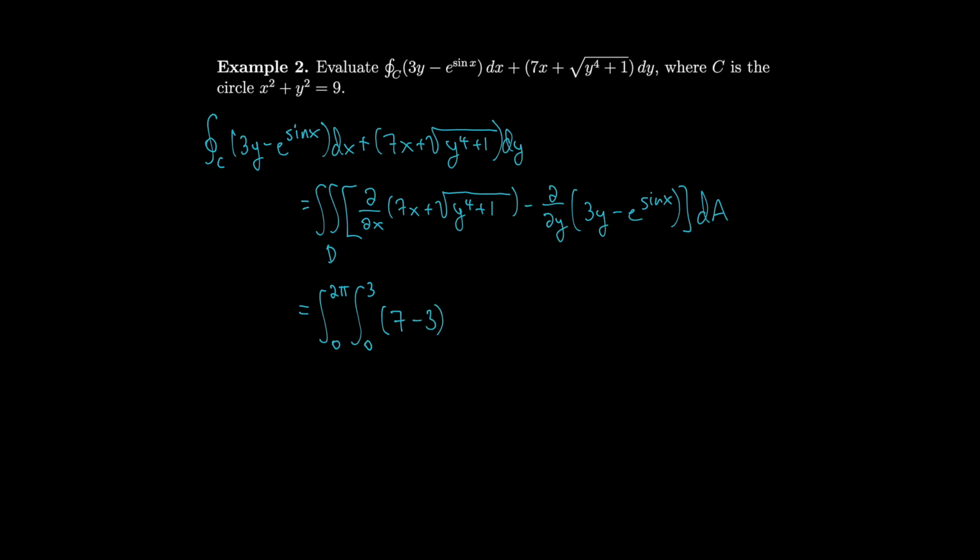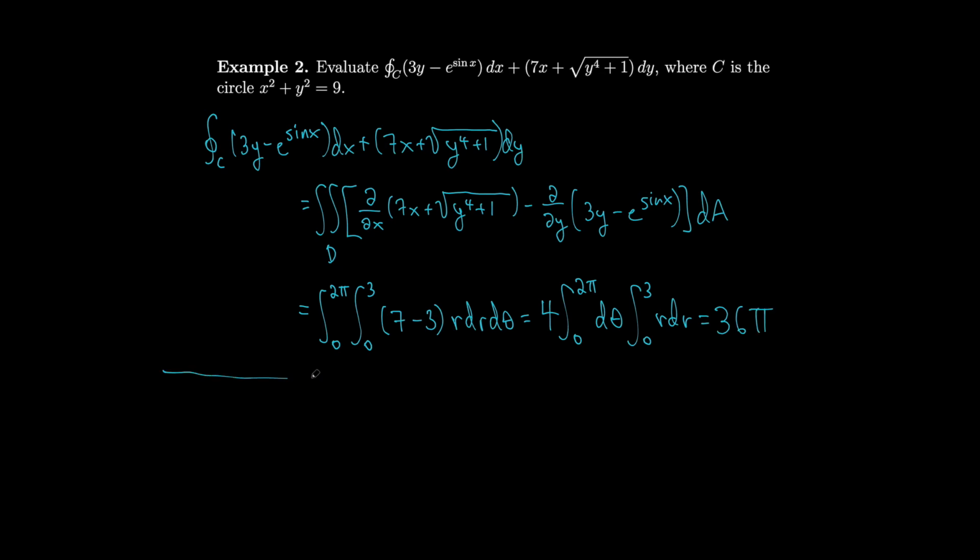And in polar coordinates, dA becomes r dr d theta. So we end up with, we can split this because all our theta functions and r functions are separate. So we have 4 times the integral from 0 to 2 pi of d theta times the integral from 0 to 3 of r dr, which is just 36 pi.